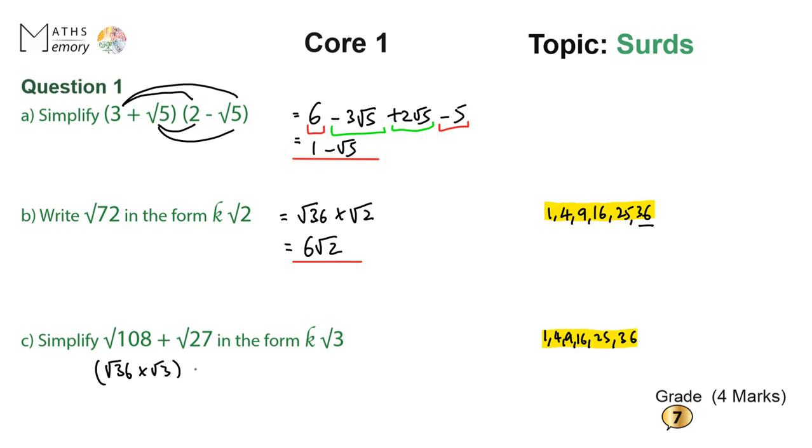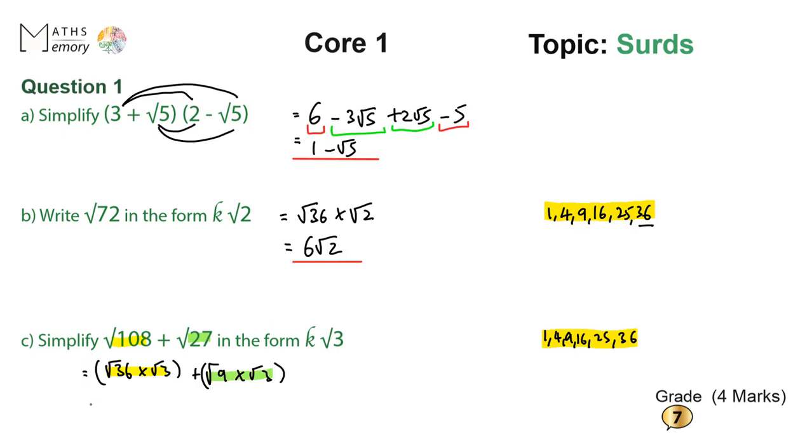Now, root 27. This is the same thing again as saying root 9. We're going to pick 9 this time over here, okay? Because that's the highest square number. Root 9 times root 3. So these represent both of these respectively. Root 108 is root 36 times root 3. And root 27 is going to be root 9 times root 3. So you simply figure out the answers from over here.